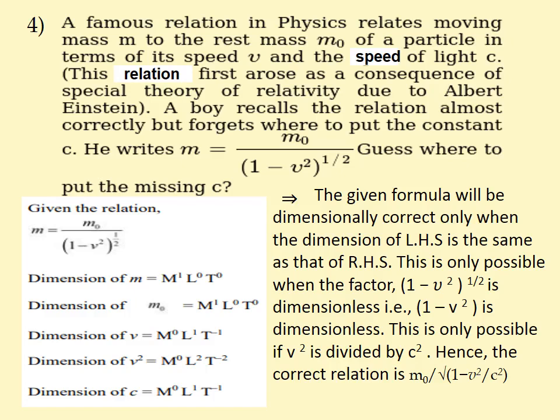You can understand that this is only possible when the factor (1 minus v square) whole raised to 1 by 2 is dimensionless. How to make this form dimensionless? We have to divide v square by c square. Then the denominator becomes dimensionless, so it can be ignored. Hence, the correct relation is m0 divided by square root of 1 minus v square by c square. Here the square root is only for 1 minus v square by c square.